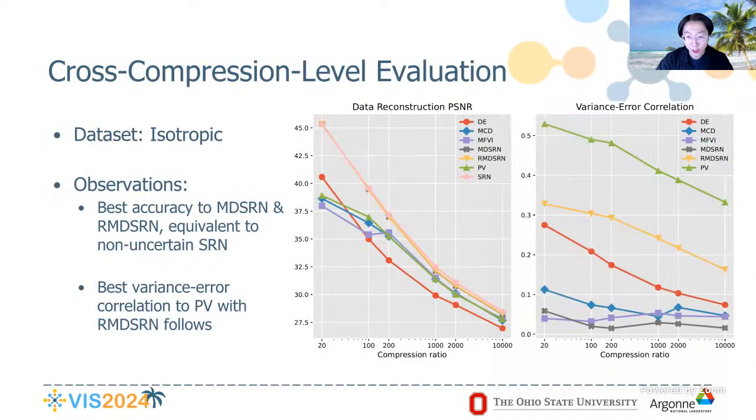We also conduct cross-compression level evaluations on this particular 4 GB isotropic dataset, and this observation is consistent with previous findings, where our method, MD and RMDSRN, has the best accuracy, similar to a standard SRN for all levels. And PV leads the variance error correlation results, with RMDSRN following. This concludes our evaluation section.